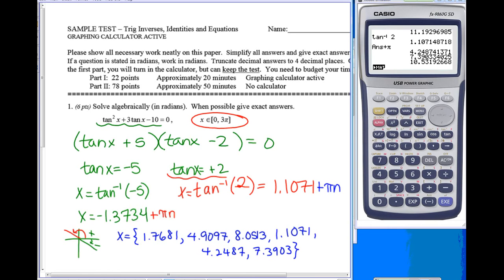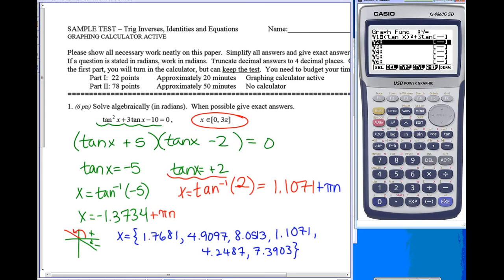I also want to show you how we could do this without doing any work other than using our calculator. We could go into our graph menu, again making sure we're in radians. I need to do the tangent of x squared. I need to put parentheses around the outside. The calculator doesn't like if I put the squared where it was over there. Plus 3 tangent of x. If you're using your TI, be sure you close your parentheses after each of these x's, and then the minus 10.